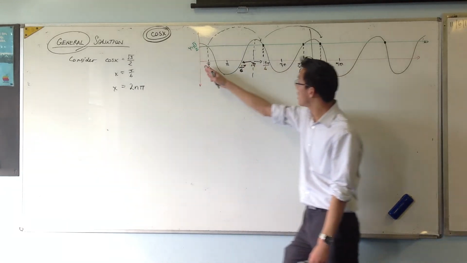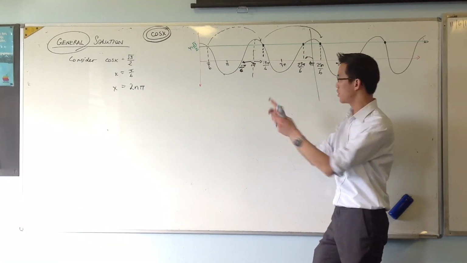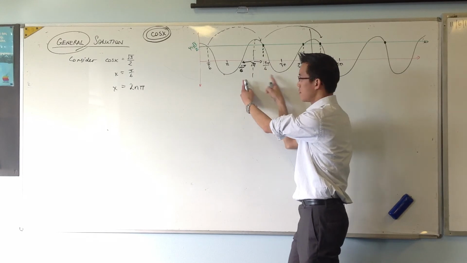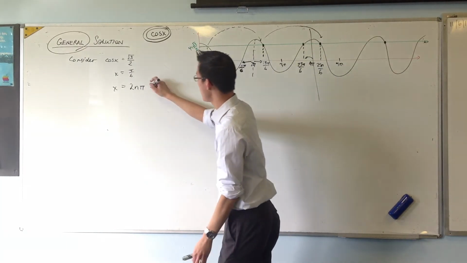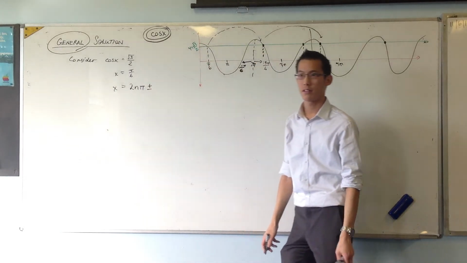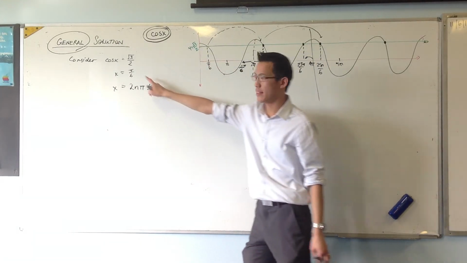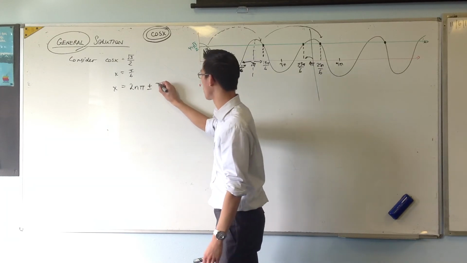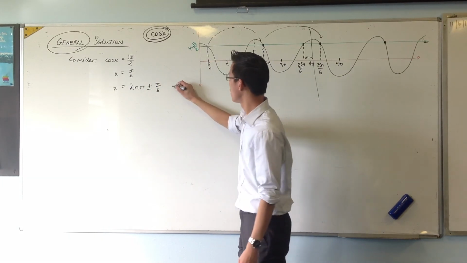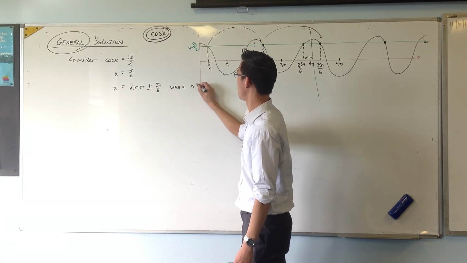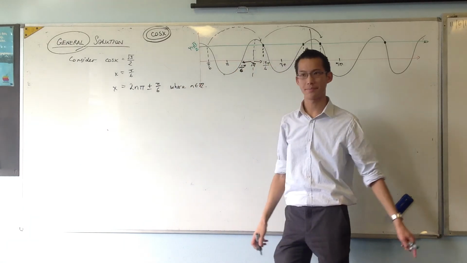Now, after you get to those even lots of pi, what did we say we have to do? You have to go forward your little angle and you have to go backwards. So forward and backwards is plus or minus, right? And then you take this little related angle and that's what you're going backwards or forwards. Don't forget we introduced this n, okay? So you've got to say what is n, namely an integer, okay?